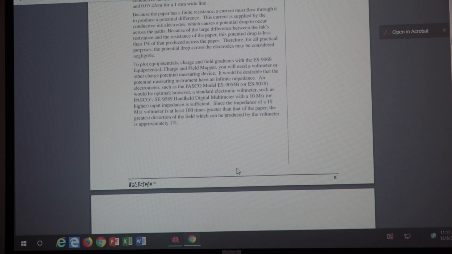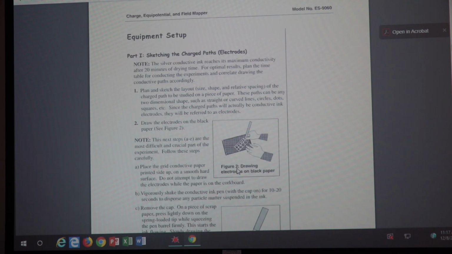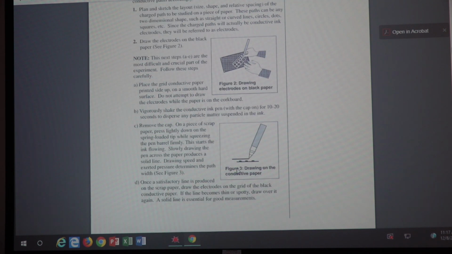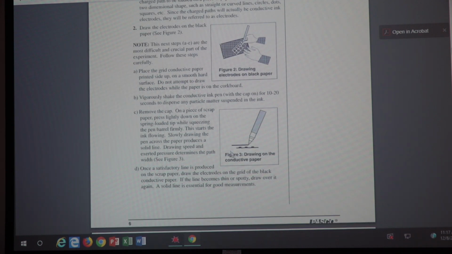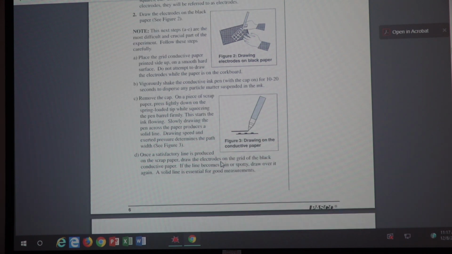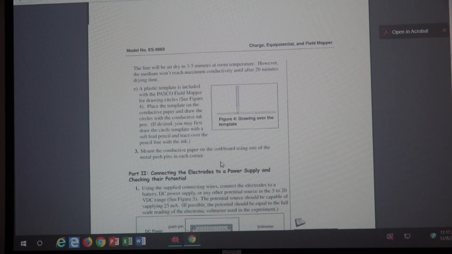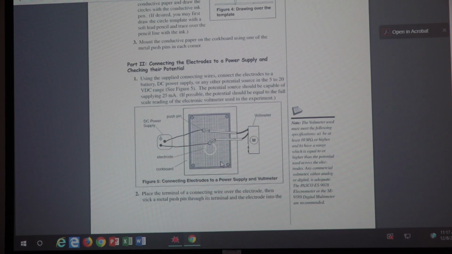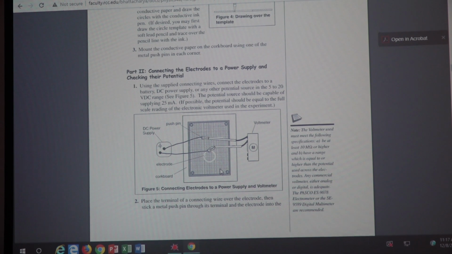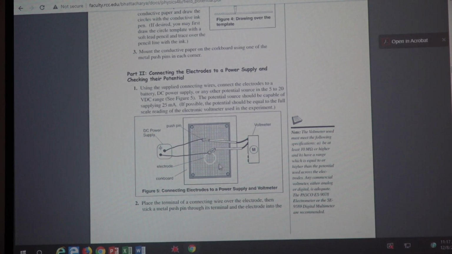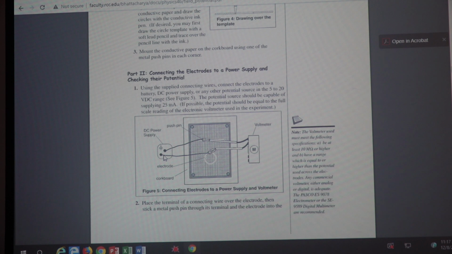So let's look at what we really want to do. This is how you draw the line. We don't have to worry about it because you are not here drawing the line right now. But this is the part we want to show you, because we are going to use a DC power supply. We have a power supply, right, Hawaida? Yes. Okay, we need a DC power supply.